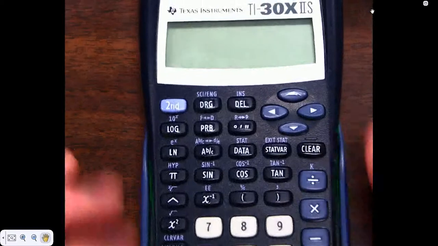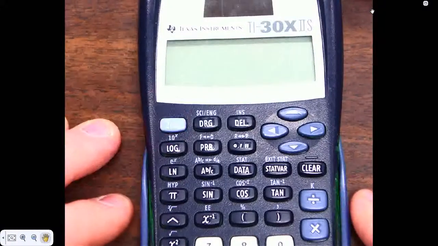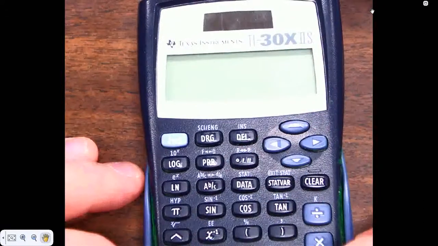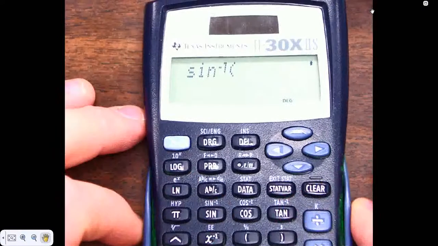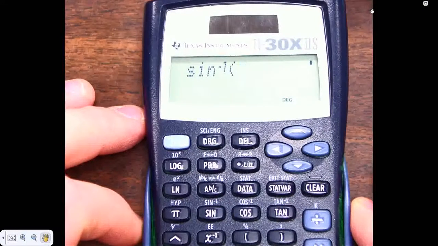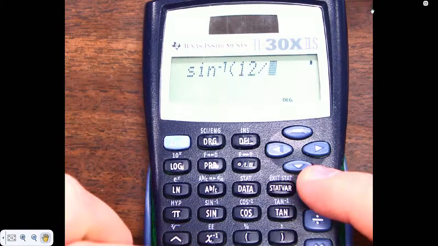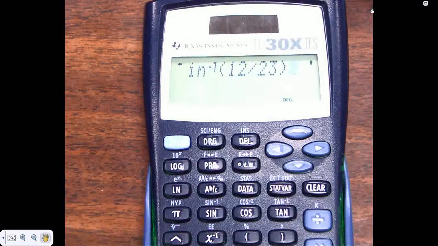Okay, first see how I've got sine of -1 above that one? So I'm going to press the second function button and then press sine. Second function, sine. See the sine of -1 up there? What do I put inside the parentheses? The whole what? I don't just put 12, I put 12 divided by what? This is why I was telling you guys not to worry about reducing that, because you're just going to put it into the calculator, right?